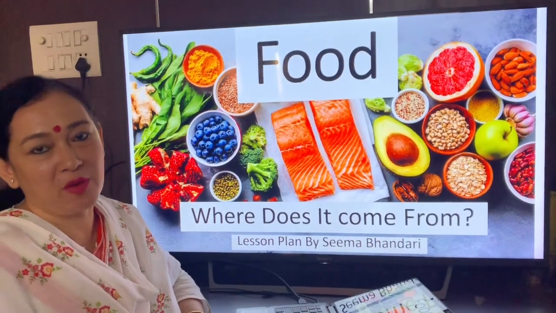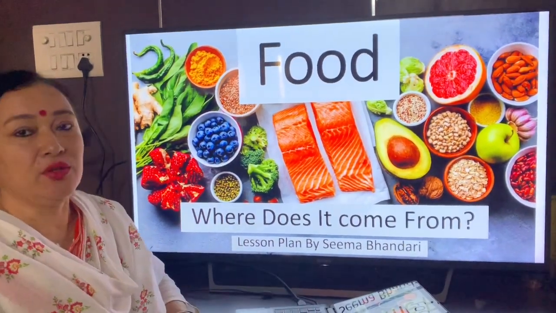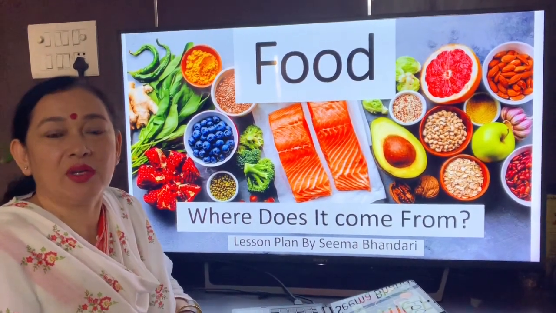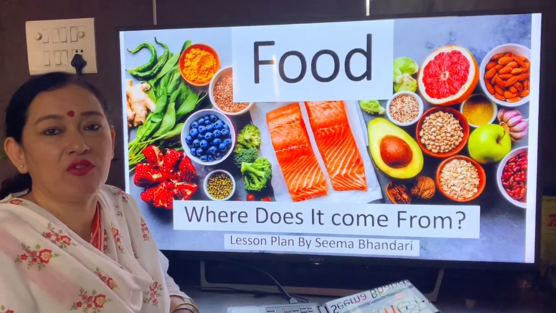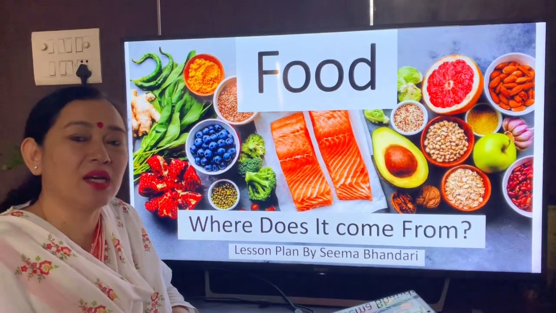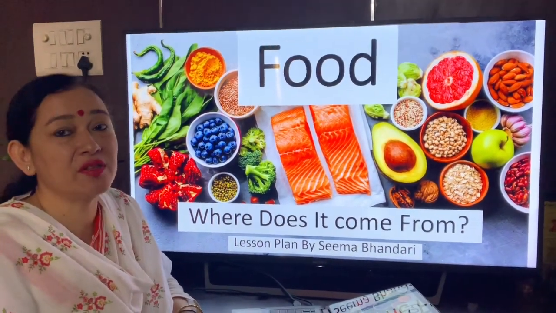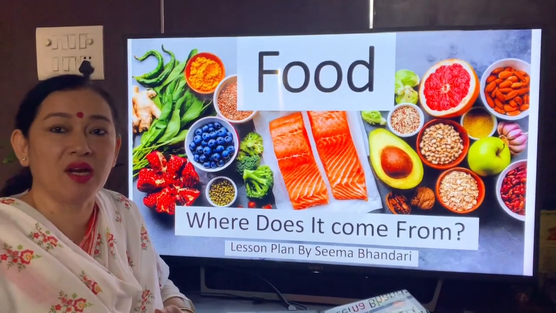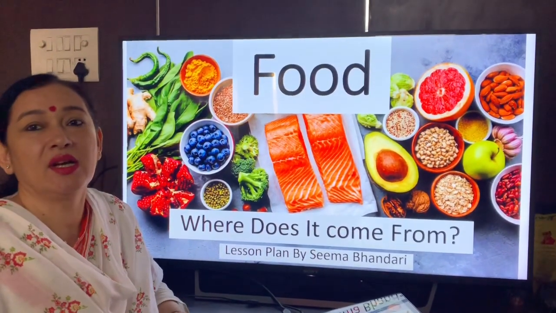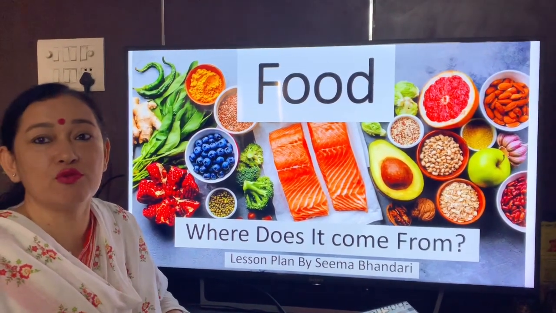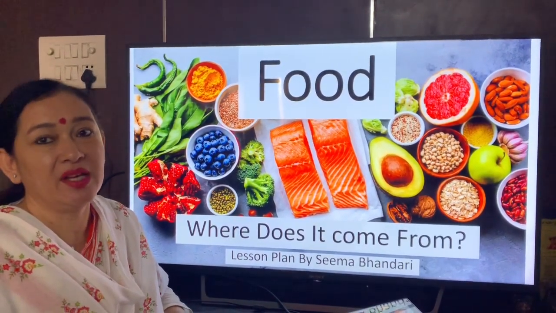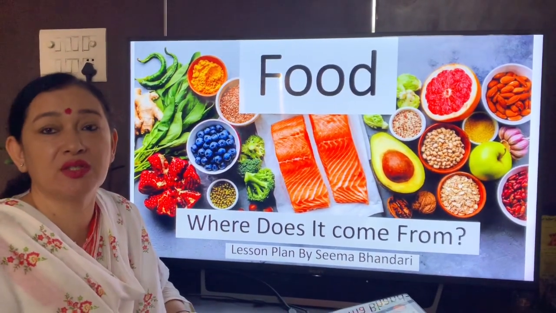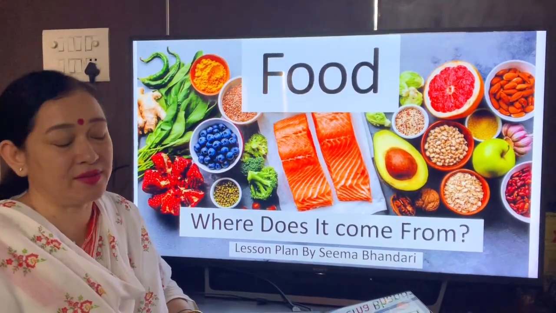Where does it come from? It is science NCERT. You all know that food is a basic necessity of all organisms. We get our food basically from plants and animals. Vegetarian people eat all the parts of the plants, for example, roots, leaves, flowers, fruits, seeds, etc. Then there are other people who are non-vegetarians. They can eat meat, fish, eggs, etc.